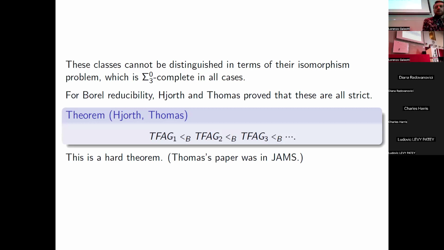So each of these can't be reversed. This is a very hard theorem. So Thomas's paper was in JAMS, for example. Personally, I don't actually know how the argument goes. But basically, what it means is that their invariants for each of these can't be used as invariants for the next one. So they're getting strictly more complicated as the rank goes up.